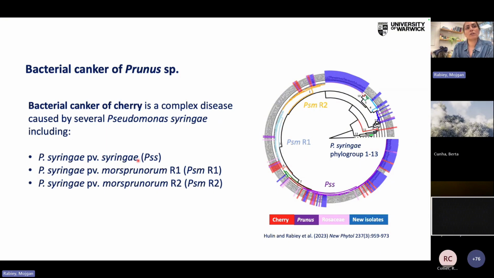So from now on, I call them PSS and PSM, and this phylogeny is from our recent sampling from across the UK in collaboration with NIAB. We isolated many Pseudomonas syringae from cherry orchards, and we sequenced them. So you could see there are 13 different phylogroups, and PSS and PSM race 1 and race 2 belong to different phylogroups, and each phylogroup has its own pathogenicity and virulence.